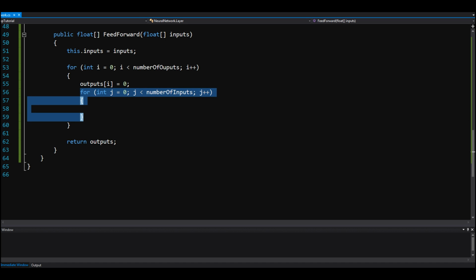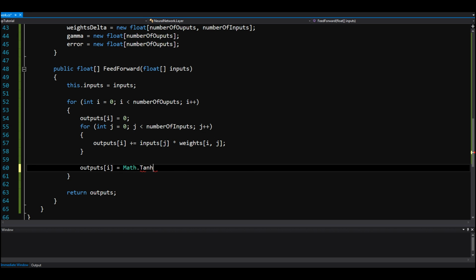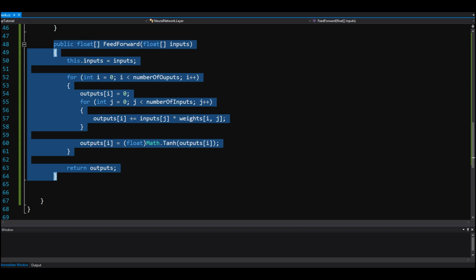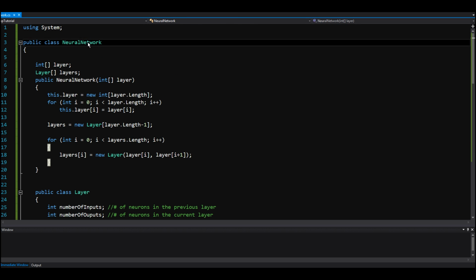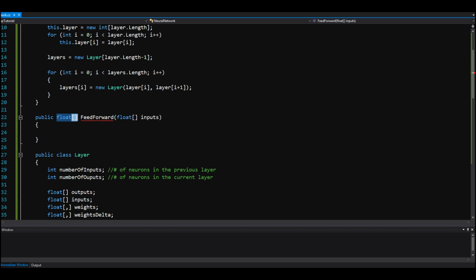So now we're iterating over all the neurons in the previous layer. So we're getting that weight value for each neuron, which is connected to some neuron in the previous layer. We're going to be using math.tanh, and we're going to be passing output at I through it. We are done with our feed forward for the layer. For our neural network class, we're going to have to write a feed forward method. What we're going to be returning as the array is the last layer's output values.